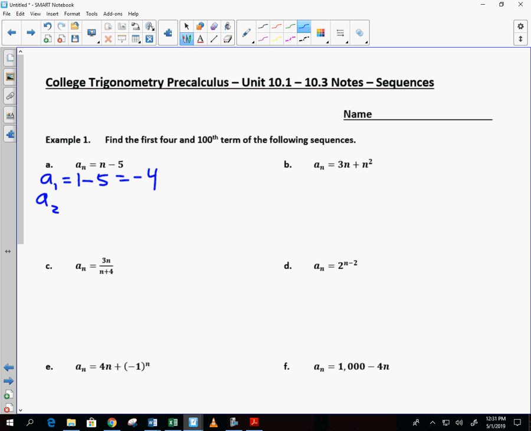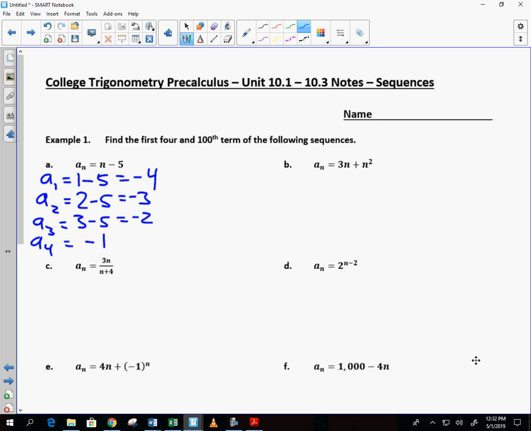Whereas the second term is going to be equal to, anybody want to guess? 2 minus 5, which is negative 3. A sub 3 is 3 minus 5, or negative 2. And a sub 4 would be negative 1. Do you see the pattern that's developing? Could you look at those numbers and predict the fifth term, the sixth term, seventh term?